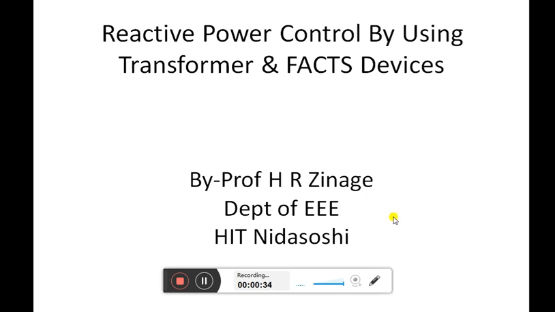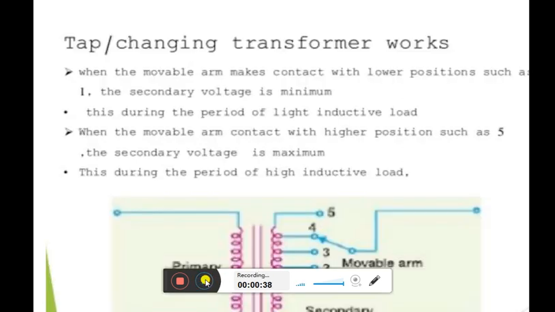Okay, so let us see. For controlling the voltage using a transformer, we are going to use special types of transformers. The first transformer under consideration here is the tap changing transformer. With the flexibility of the transformer, it provides an efficient way to control the voltage. The tap changing transformer provides a means of voltage control by changing the turns ratio.